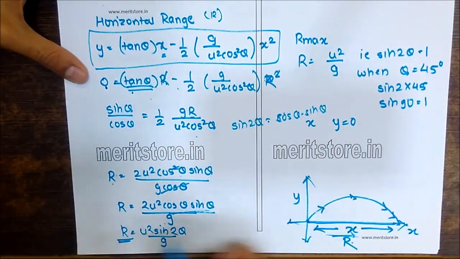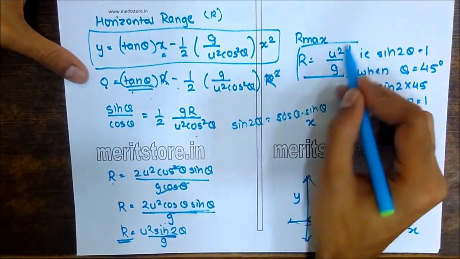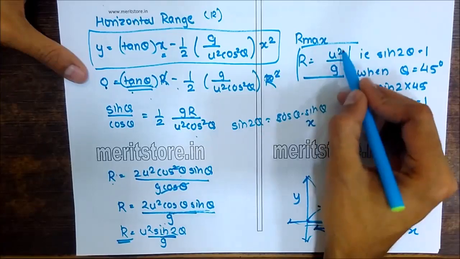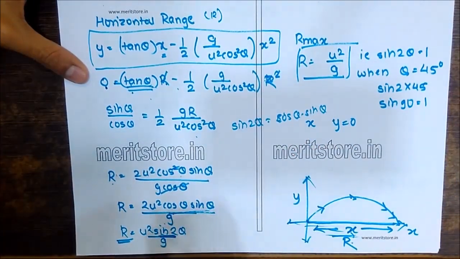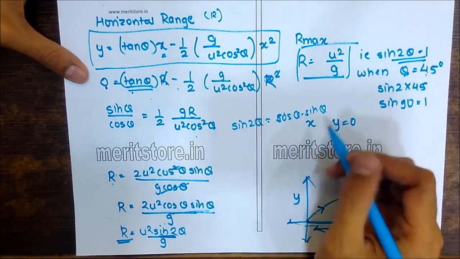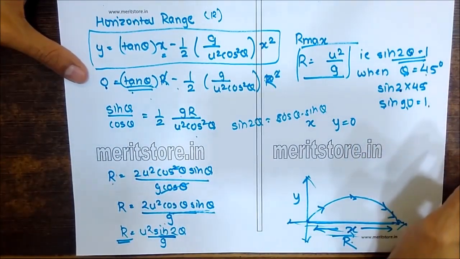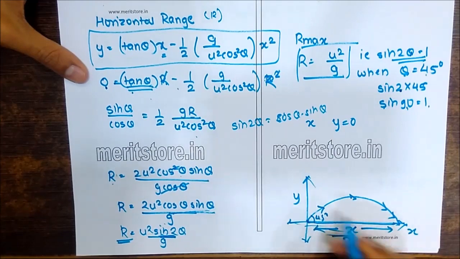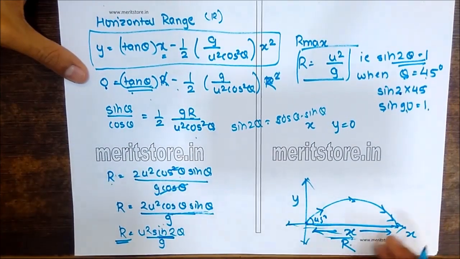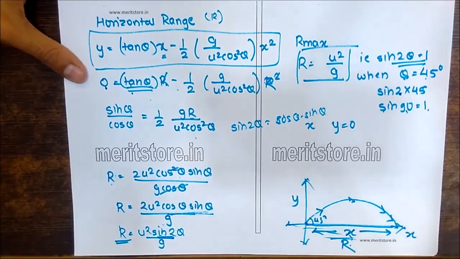Now for this range to be maximum, we don't need this sin 2 theta, we only need u square upon g. What the value should be is r should be equal to u square upon g. So for r to be u square upon g, sin 2 theta should be 1. For sin 2 theta to be 1, theta has to be 45, because if we put 45 here, it becomes twice, that is 90, and sin of 90 gives you 1. So at an angle of 45 degrees, the horizontal range is maximum for any projectile. If at a particular velocity the angle is 45 degrees, the range of the projectile will be maximum.